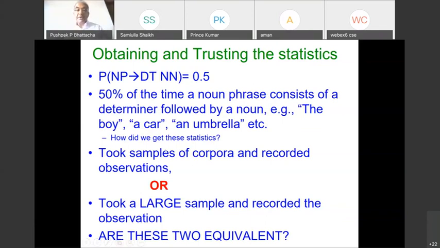Am I audible? Everybody able to hear me? Yes, sir, you are audible. Yes, also the slides are visible.